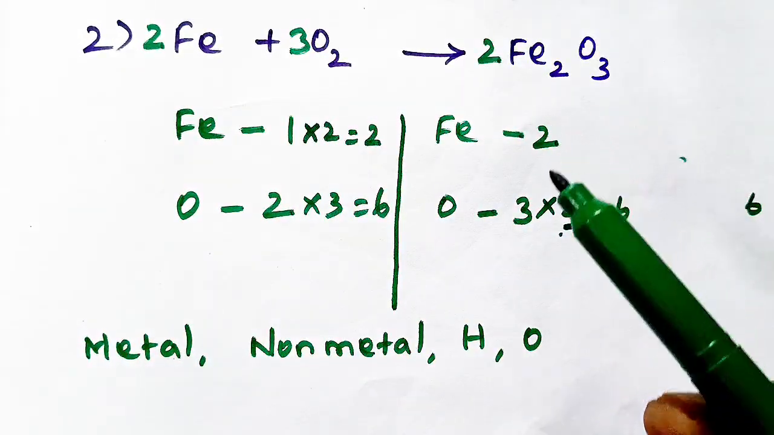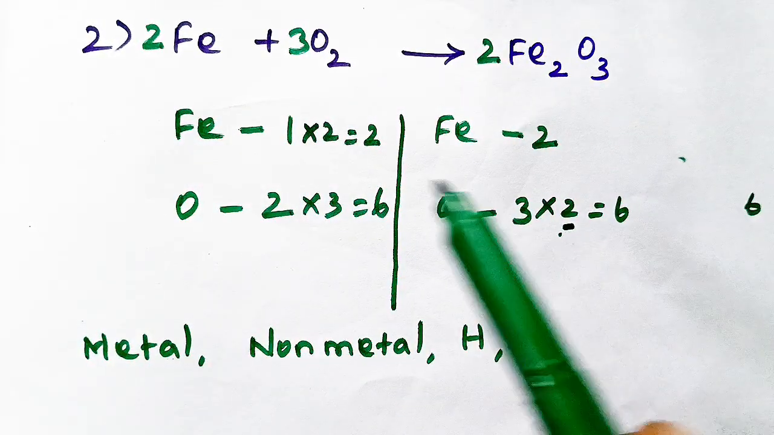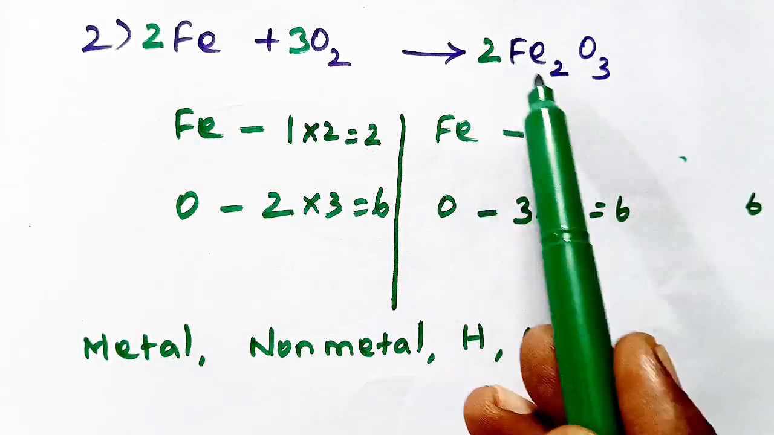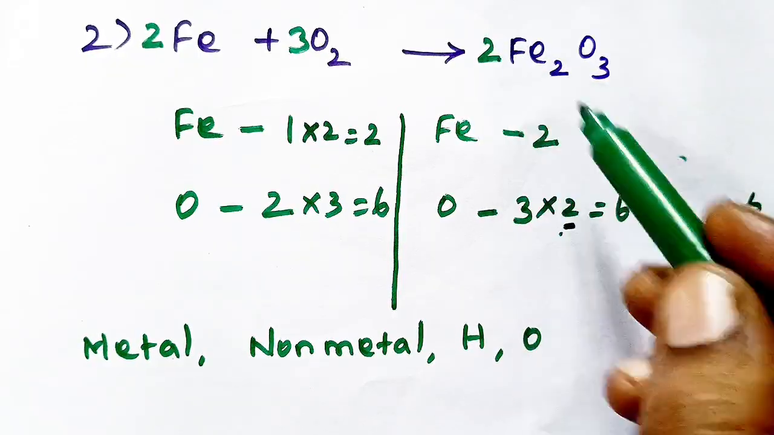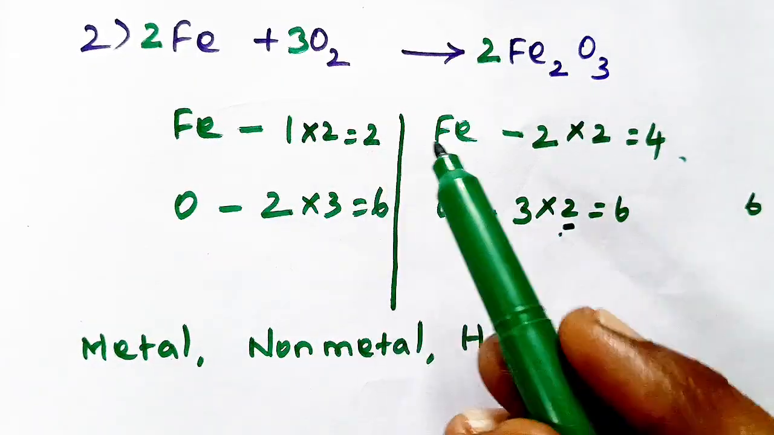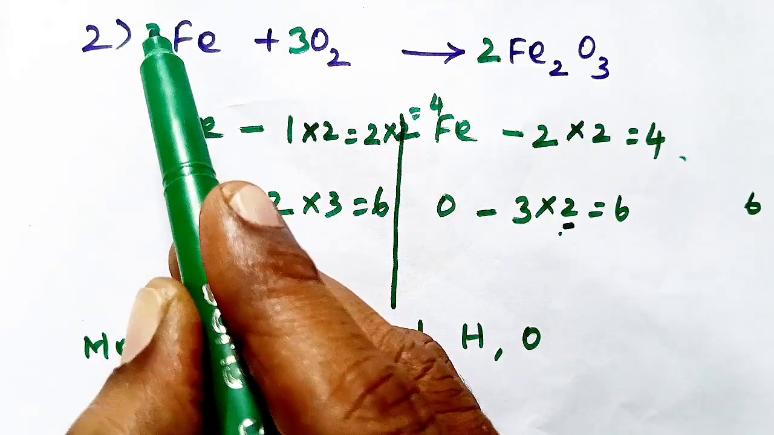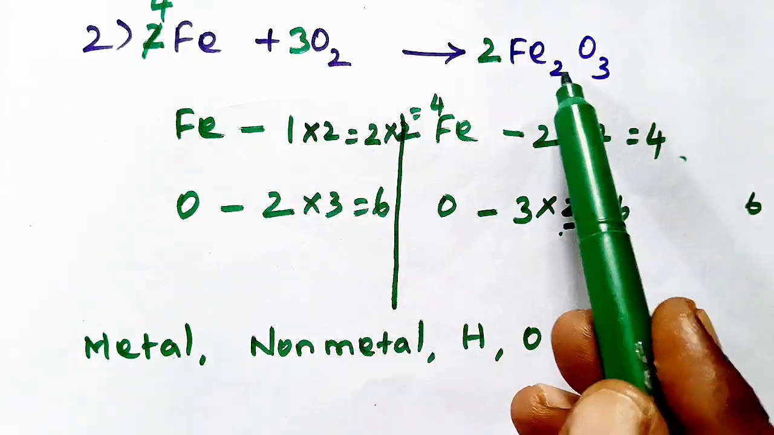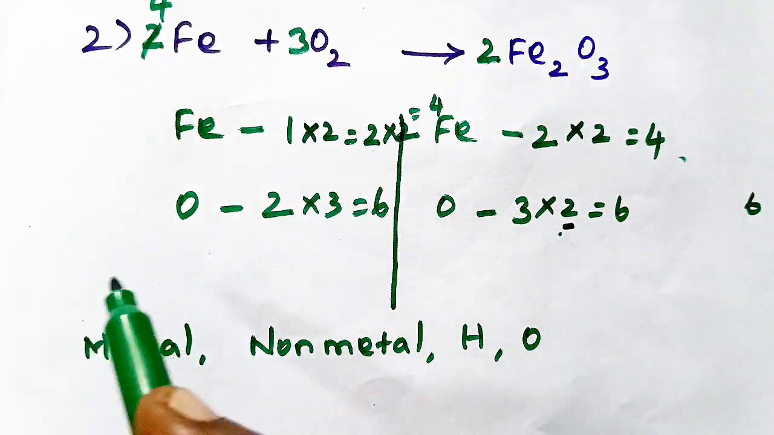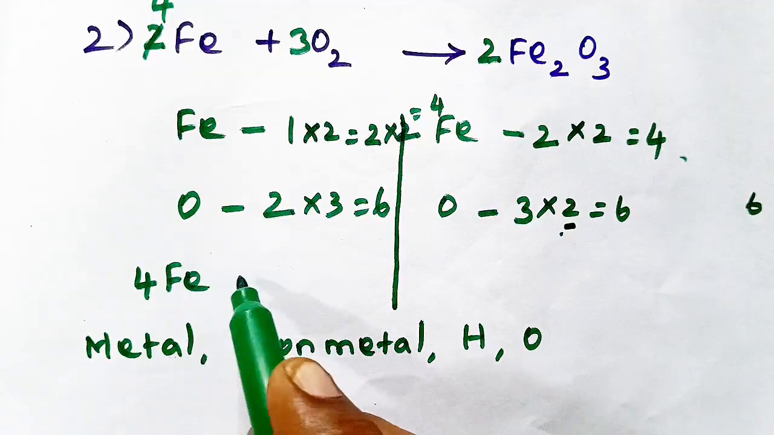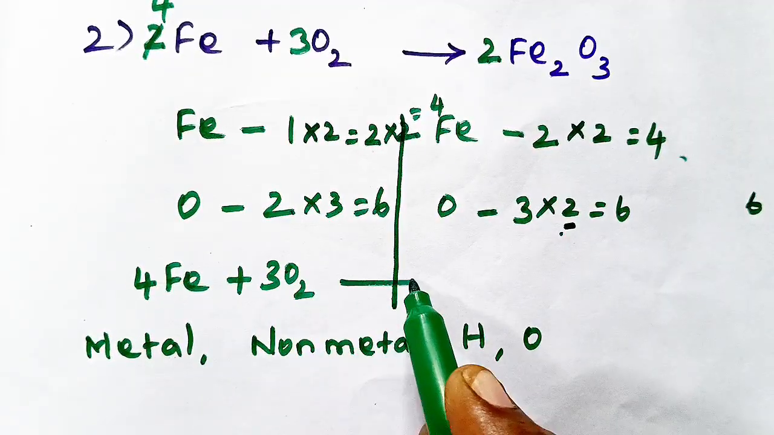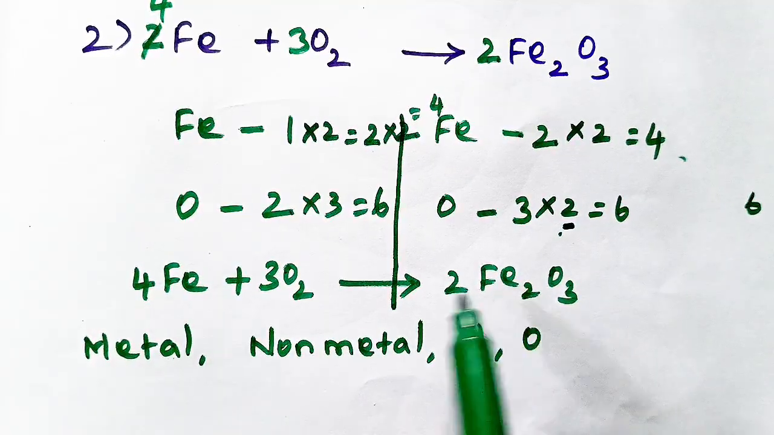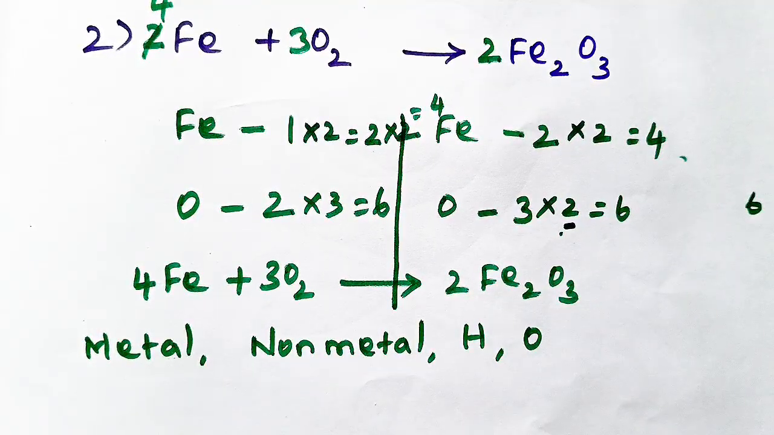Okay, so now let's count the total number of atoms: 2 and 2 Fe. Here 2 into 2, 4 Fe, so it is changed to 4. Now we have to change this side also, so change your coefficient 2 to 4. So 4 Fe, 3 into 2, 6 oxygen, 2 into 3, 6 oxygen. So your equation is 4 Fe plus 3 O2 gives 2 Fe2O3.